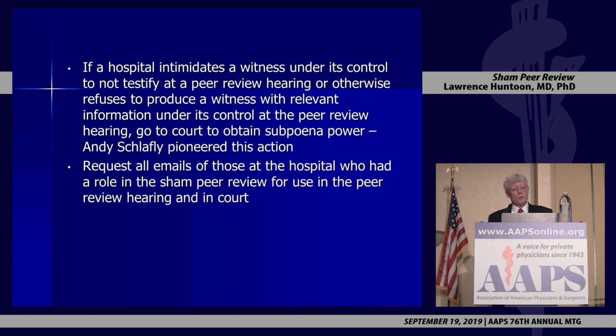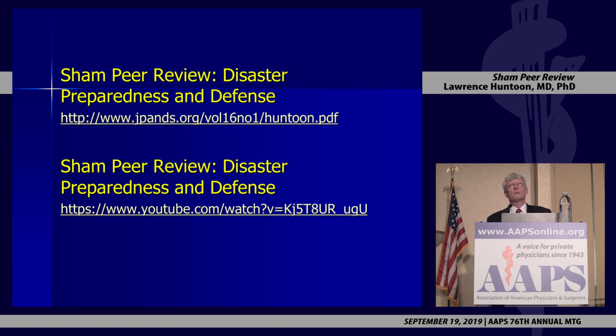And when you're involved in sham peer review, you need to request all emails of those at the hospital who had a role in the sham peer review for use in the peer review hearing and perhaps later in court. And again, there are a lot of details, things that I would recommend that you know and do, and some things not to do. And these have been published in our medical journal, Sham Peer Review, Disaster Preparedness and Defense. And there's also a video, if you'd prefer to watch the video of this same name. I'm editor-in-chief of the journal, so I'm kind of giving a shot to the journal, but there is no other medical journal anywhere that publishes articles like this to benefit physicians whose rights are being abused. You won't find it.